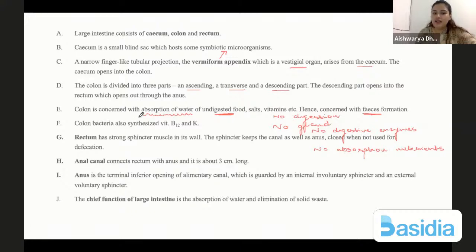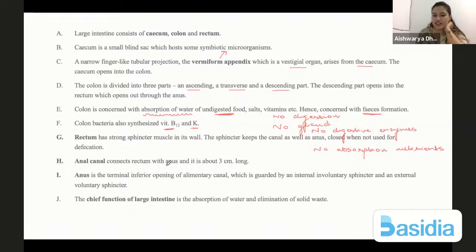Now, colon bacteria, apart from being helpful in digestion, also synthesize vitamin B12 and vitamin K, which is helpful in clotting of blood. Okay, so just remember this. So rectum has a strong sphincter muscle in its wall. The sphincter keeps the canal as well as the anus closed when not used for defecation.